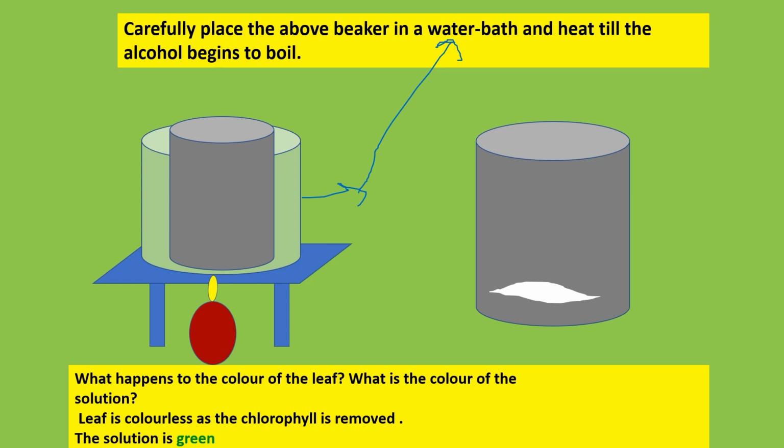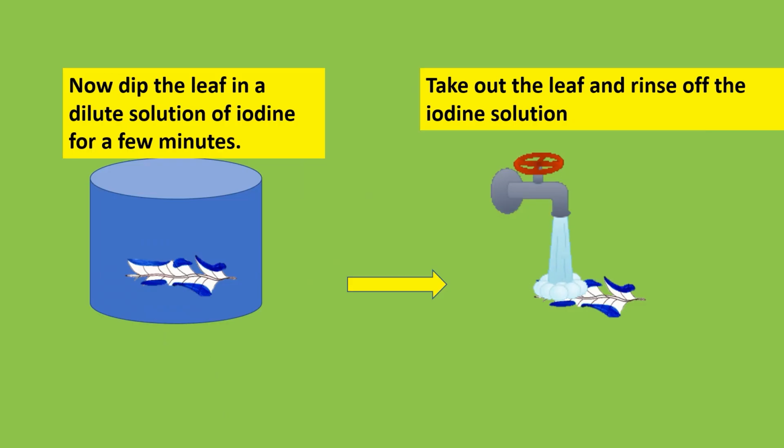What happens to the color of the leaf? What is the color of the solution? So the leaf is colorless and the solution is green in color. Now dip the leaf in a dilute iodine solution for a few minutes and take out the leaf and rinse off the iodine solution.